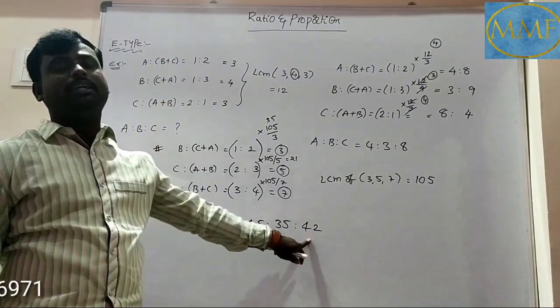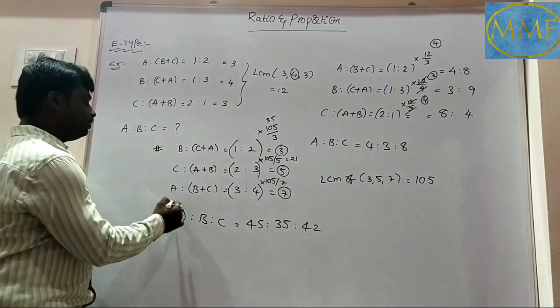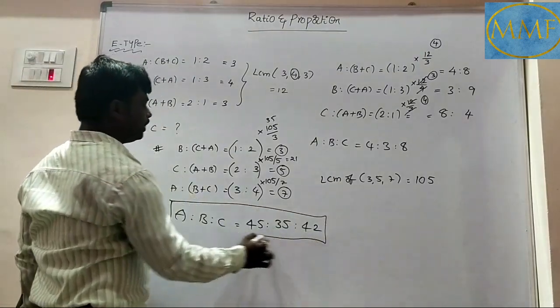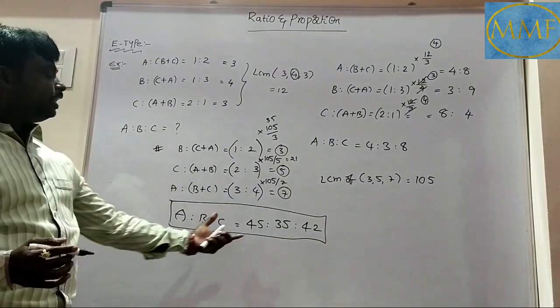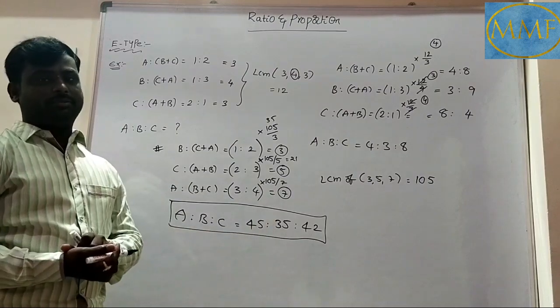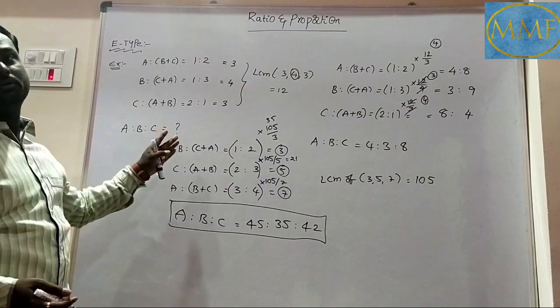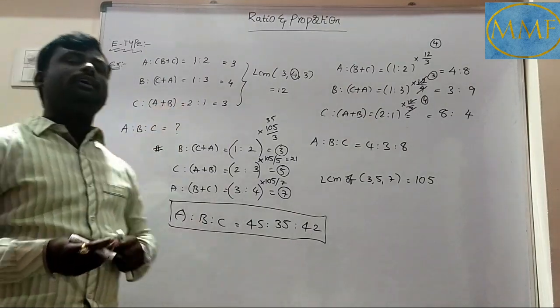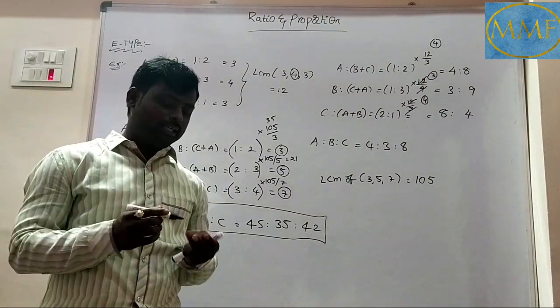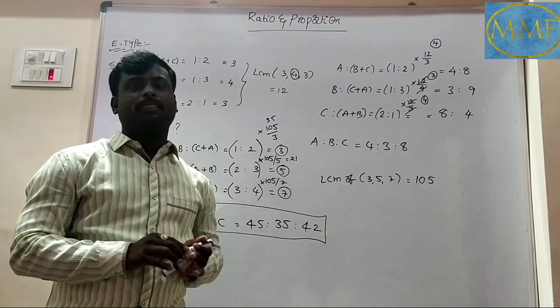So then what is A is to B is to C? It is 45 is to 35 is to 42. If the ratio is divisible, you can reduce it. Clear? So like this, the E-type model, we can do this. This concept is very helpful while solving questions in time and work. Clear?